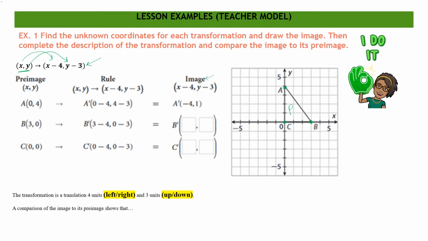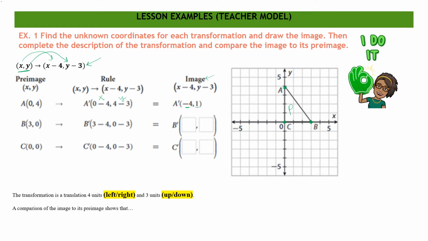Okay, so let's walk through what they did first for A. They plugged in 0, our x coordinate, so 0 minus 4 gave us a negative 4. And then they plugged in our y coordinate, which is 4, so 4 minus 3 gave us a positive 1. And then they gave us this coordinate point.